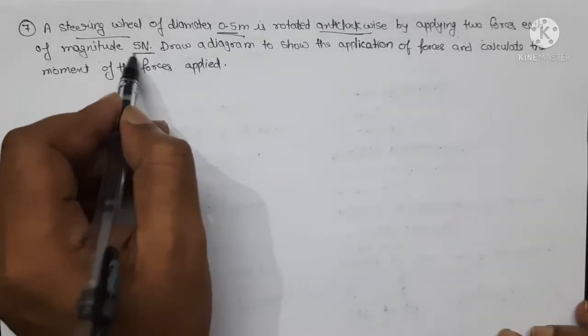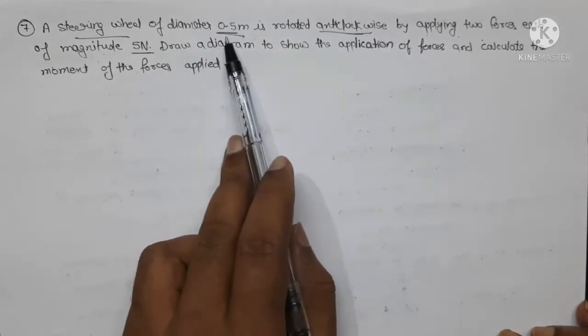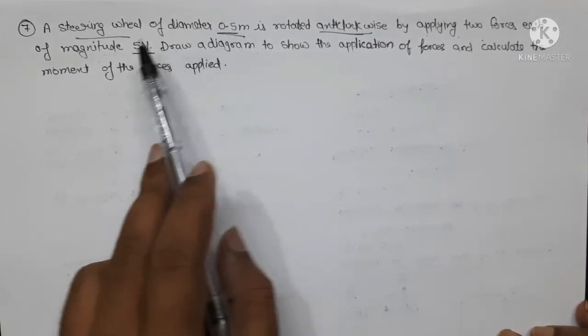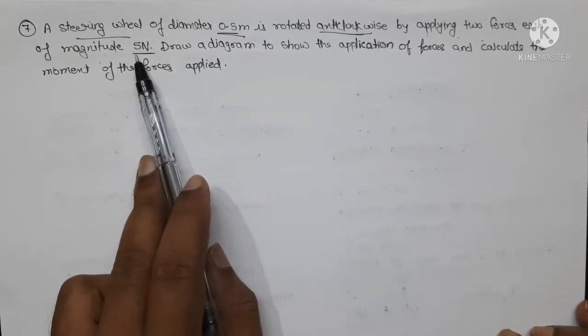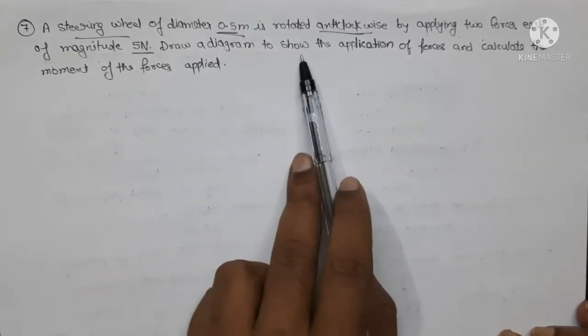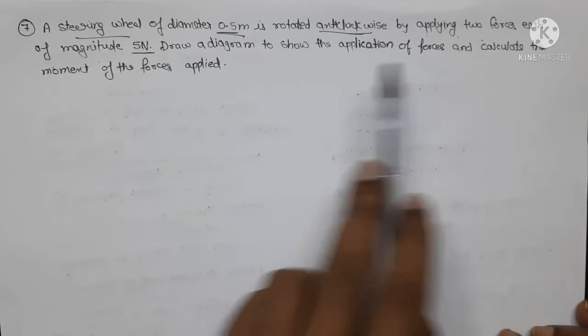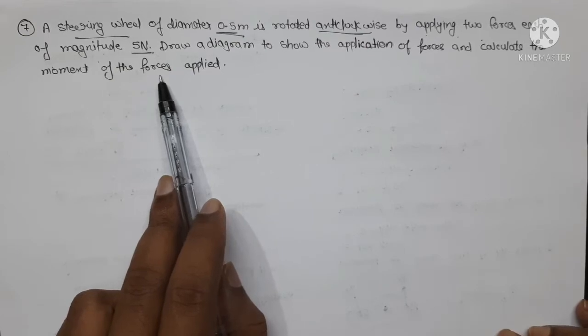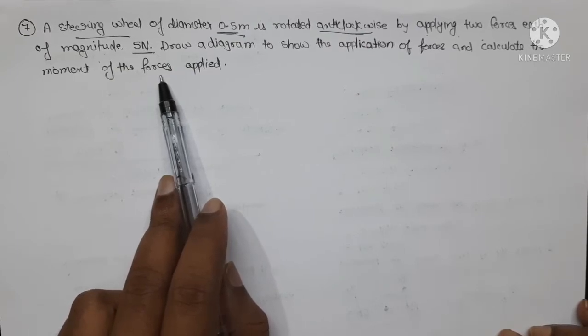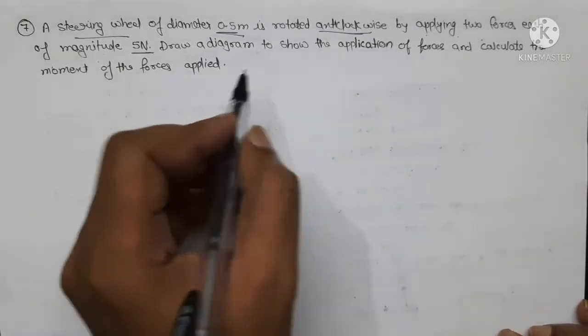magnitude 5 newtons. So we have a steering wheel of diameter 0.5 and two forces are acting on that steering wheel of magnitude 5 newton. So draw a diagram to show the application of the forces and calculate the moment of forces applied. So basically we have to find out the total resultant moment of force. So first let's draw the diagram.